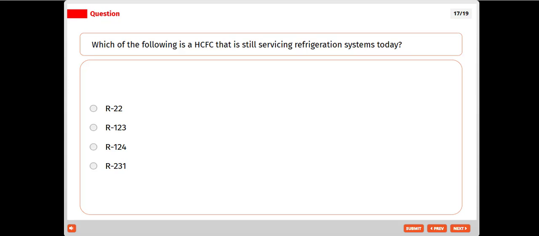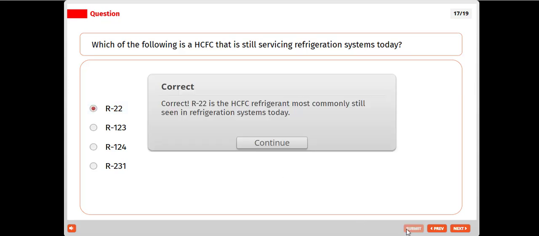Which of the following is an HCFC that's still servicing refrigerant systems today? It's R22.